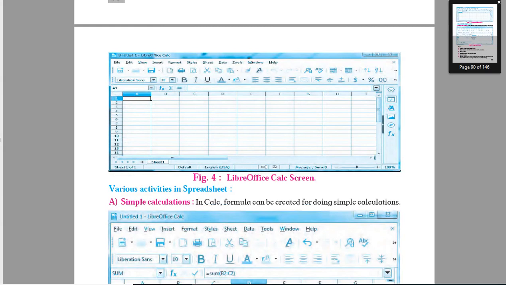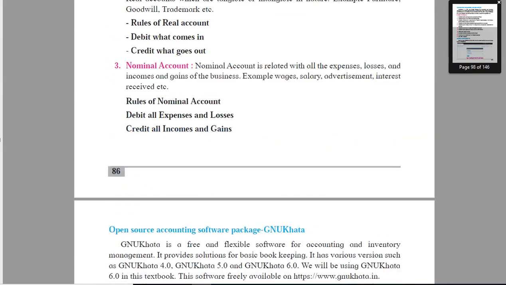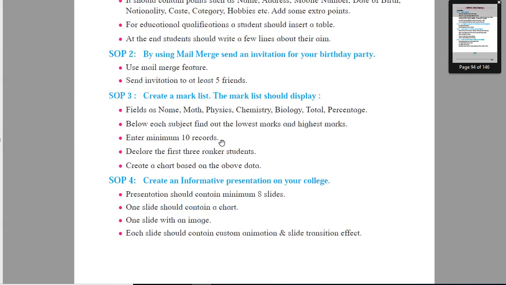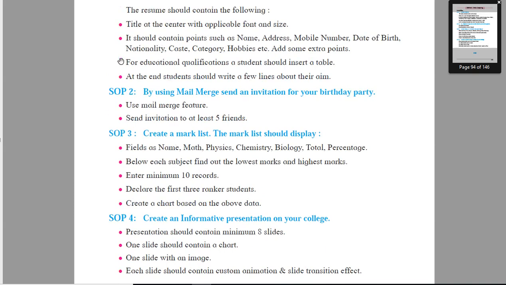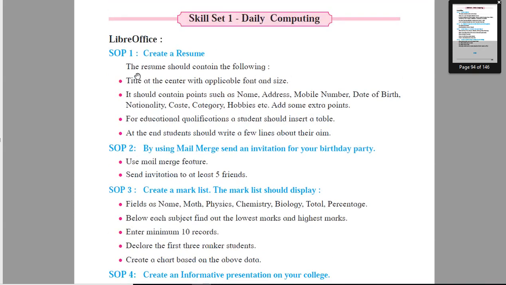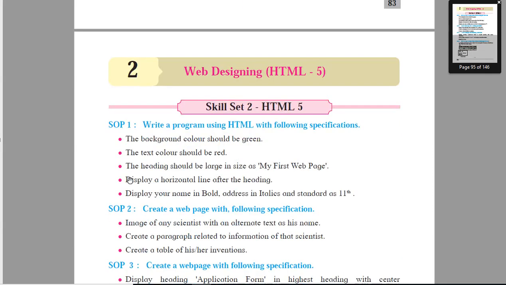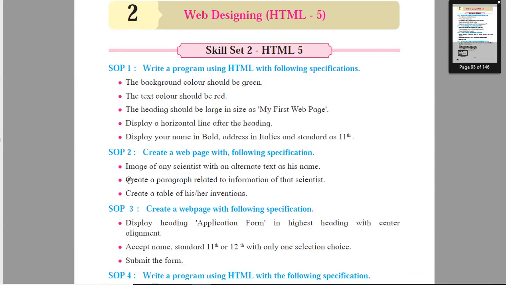The next part that we are going to study is the programs based on... See, we have done with the skill set 1, that is, we have dropped SOP number 2 due to COVID this year. We have done SOP number 1, SOP number 3 and SOP number 4, and we have already started with the next designing, that is web designing.